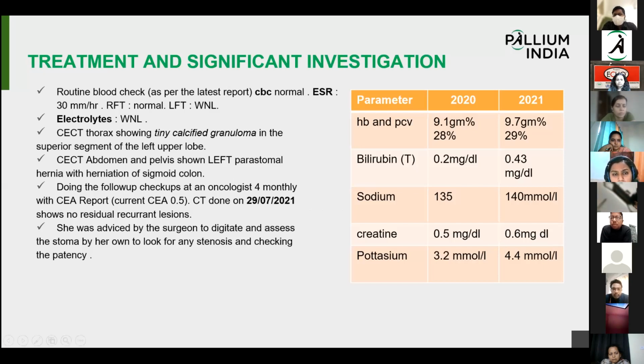Treatment and significant investigations. Routine blood check as per the latest report: CBC was normal, ESR was 30. RFT and LFT were within normal limits. Electrolytes were within normal limits.